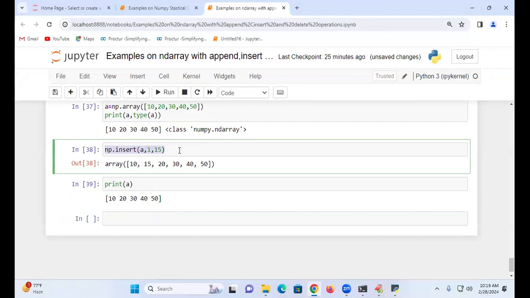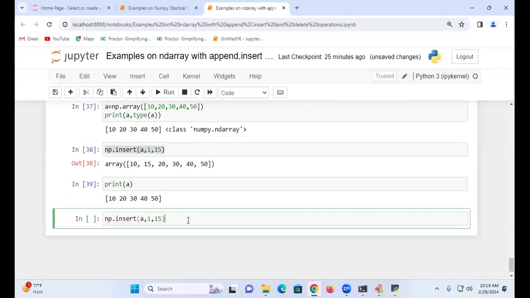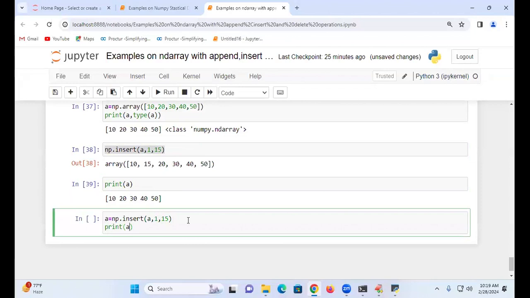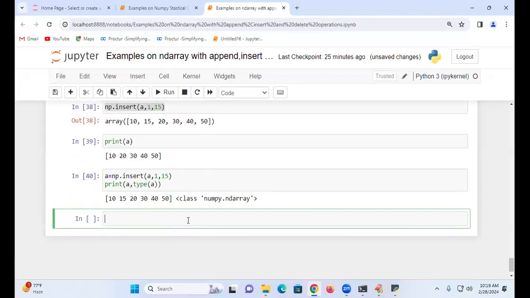So if I want to make permanent changes, I'll go for what? A is equal to. That you are already aware of. So it is also an ND array object only. Getting the data? Getting, students?